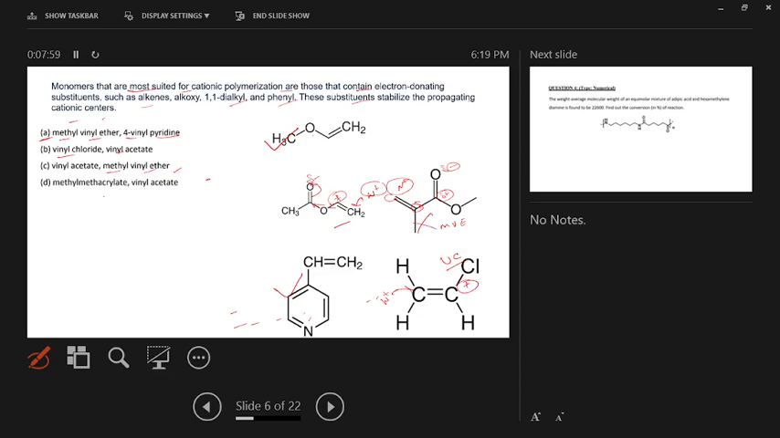So the final answer will be methyl vinyl ether or 4-vinyl pyridine. These two molecules are able to stabilize this positive charge which is produced due to cationic polymerization. So these molecules will polymerize favorably by cationic polymerization.